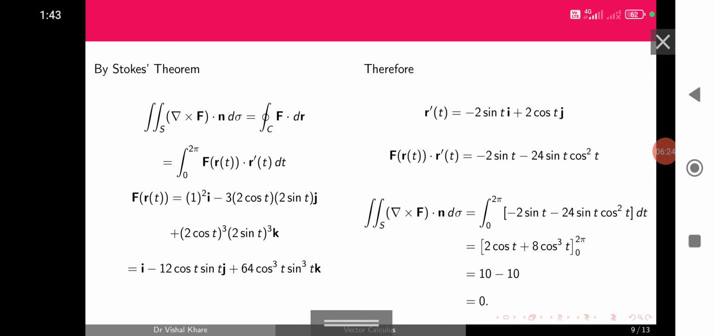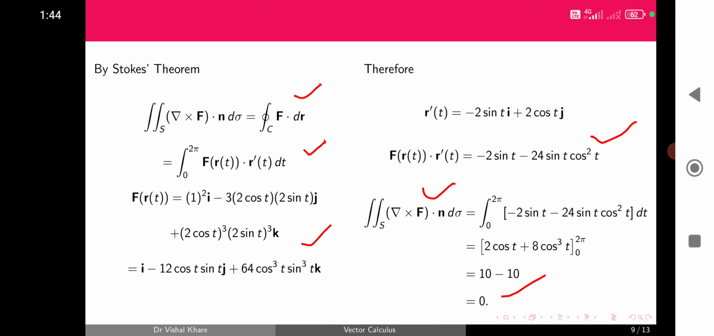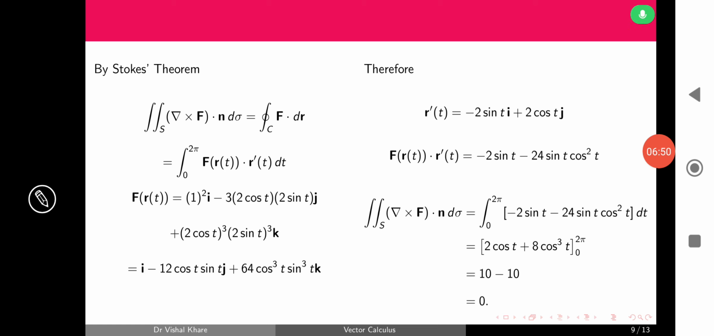So by Stokes' theorem, we will use this formula. Then we can write here the integral from 0 to 2 pi of F of r(t) dot dr by dt times dt. So calculating all these values and finding the dot product, we will get this, and putting this value in this formula, we get the final answer as 0.